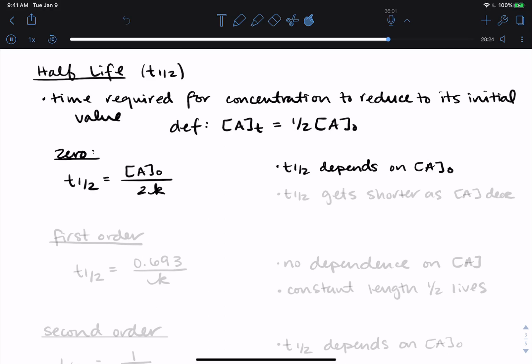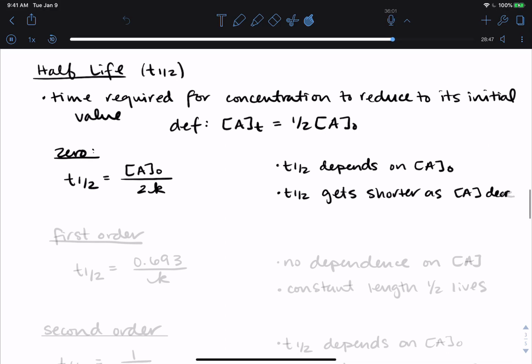And as your concentration of A goes down, your half-life gets shorter. We'll see what this looks like graphically with one of our examples in a little bit. As A decreases, so you have some concentration of A, it takes a specific amount of time to get to half its amount. At a lower amount, it takes even less time to cut that value in half.